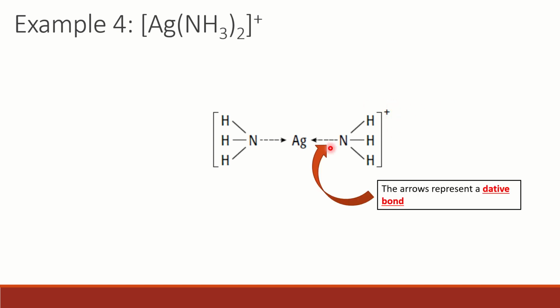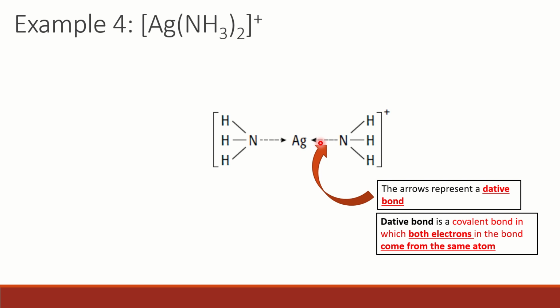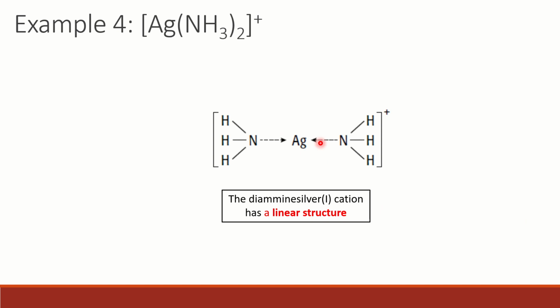And again, this is what we call a dative bond. Both of these arrows here are dative bonds. This is the definition of dative bond. Now, if you have a structure like this, this is what you call a linear structure. It's just like a straight line.